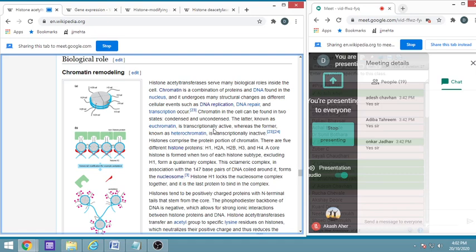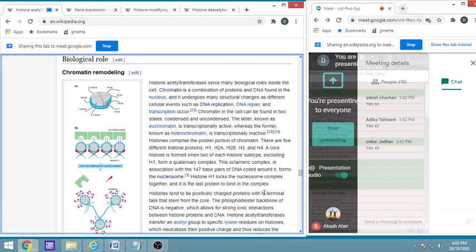Chromatin in the cell can be found in two states, either condensed or uncondensed. Condensed means compressed. Uncondensed particularly happens during replication. We have seen that it enlarges. If you remember, from the normal size it becomes 1.5 or up to twice the size. The uncondensed form is known as euchromatin, while the condensed one is called heterochromatin. Euchromatin is transcriptionally active.